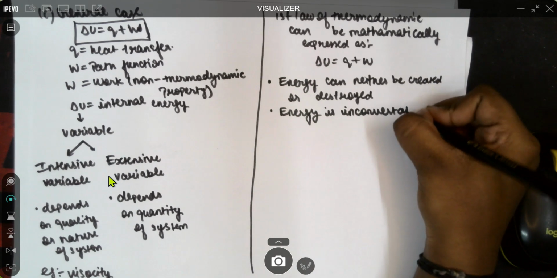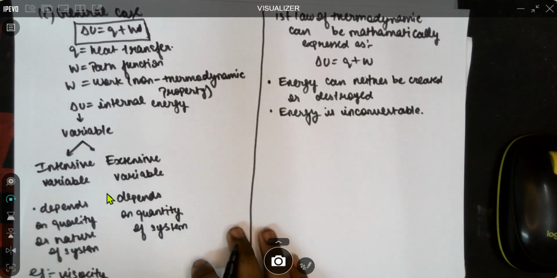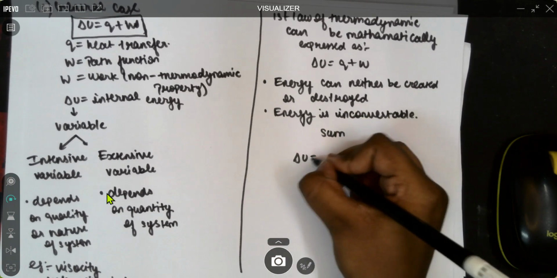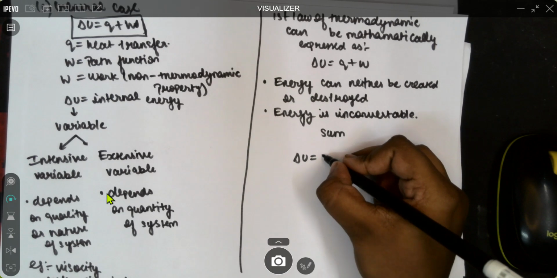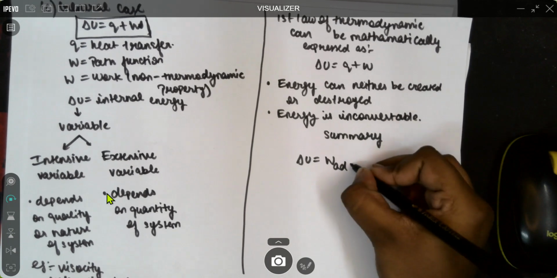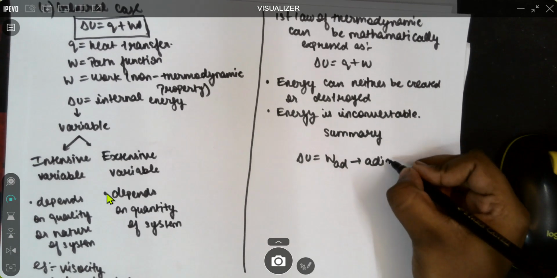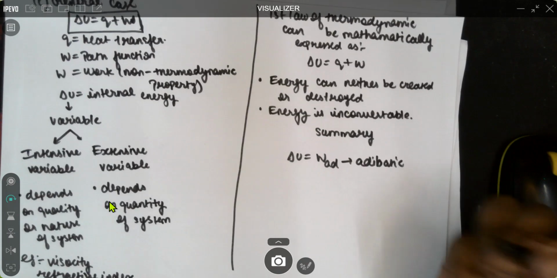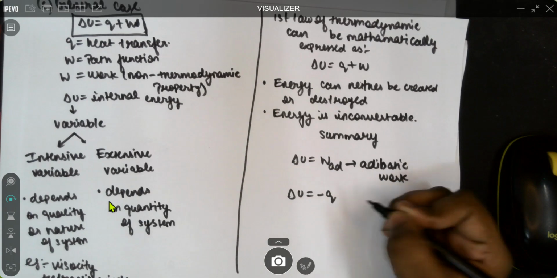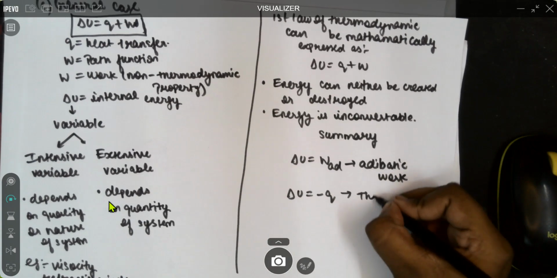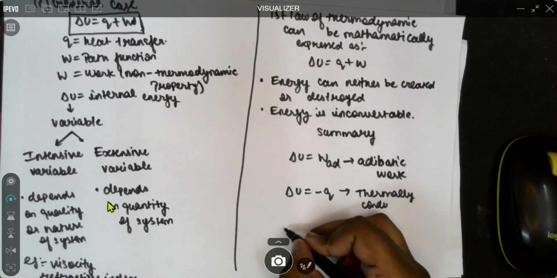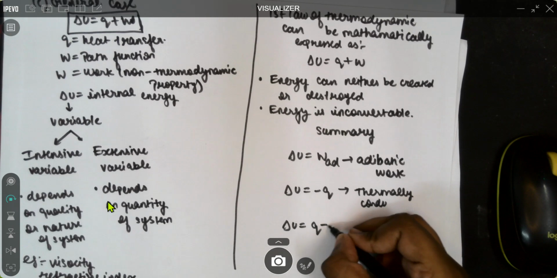So now let me summarize these three cases. Take down. Summary. Delta U, capital U, is equal to W_AD. At the subscript you can put AD. This is called adiabatic work. That is, the wall is adiabatic. Second case, delta U is equal to Q. The wall is thermally conducting. Third one, delta U is equal to Q plus W. It is a closed system.